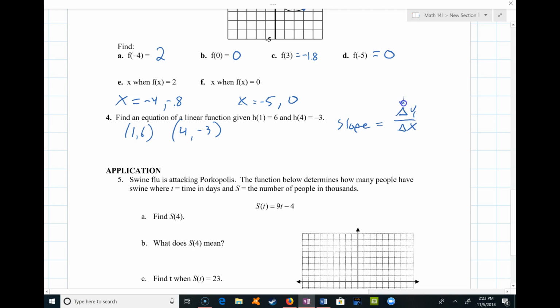This little symbol is the delta, which means change. So we're comparing the change in y to the change in x. How much did the y's change? They changed from 6 to -3. That would be a -9. And they changed from 1 to 4. That would be a +3, which would end up being -3. So the slope of this line is -3.